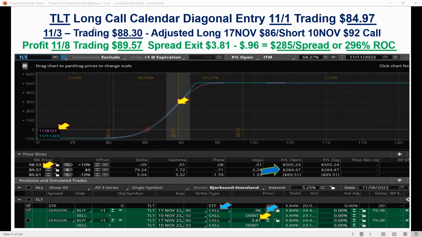And so when we did the trade here, it was trading at 84.97. Third, it was trading at 88.30. We adjusted it to this spread here. We went from that 85, 86.5, now we're going to be 86, 92. So widen up the spread. And we had a super low risk because we took a big profit when we rolled it up. So anyway, we're into the debit cost of $96. Spread blew up to 381. So here we are, $285, 296% return.